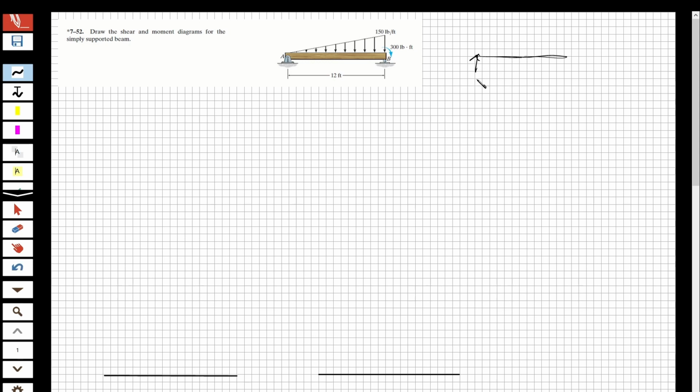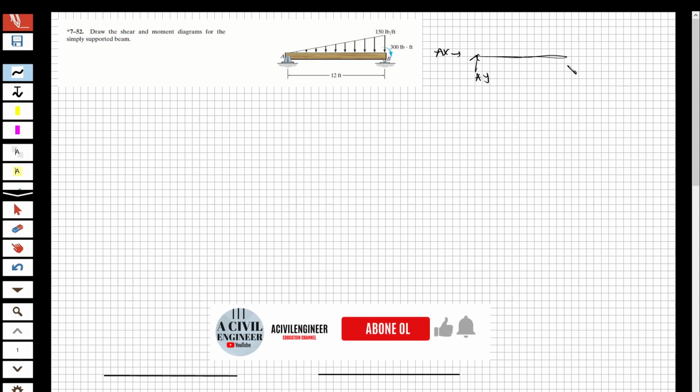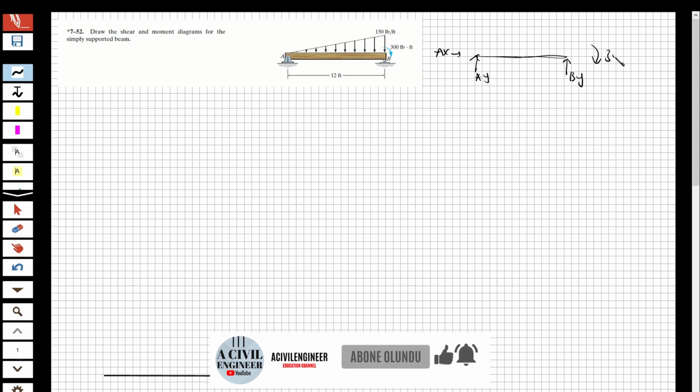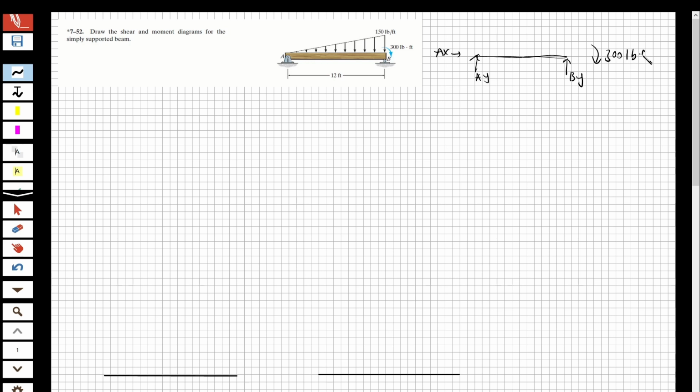And I have an AY, I have an AX, and I have a BY because this is a roller, and I have a moment here, 300 pound-feet, and I have a 150 pound-feet force here, but it's going to be applied as 150 multiplied by 12 over 2, and it's going to be applied, for example, at this point.